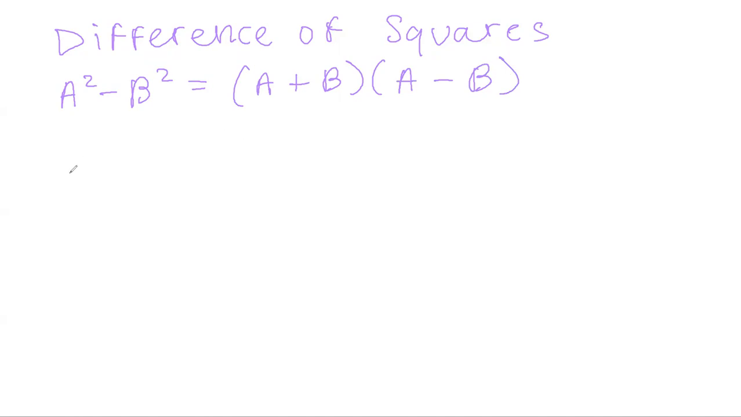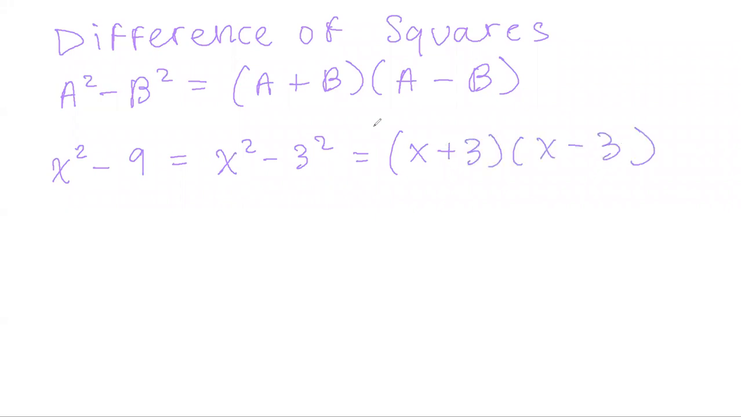So for example, x squared minus 9 is the same thing as x squared minus 3 squared, which, based on the difference of squares formula, is the same thing as writing x plus 3 and x minus 3. So that's my answer here.